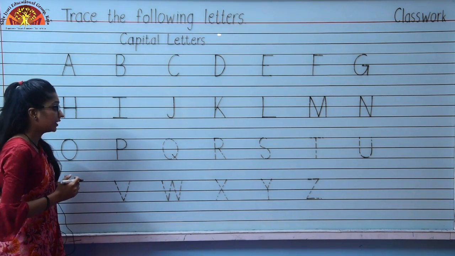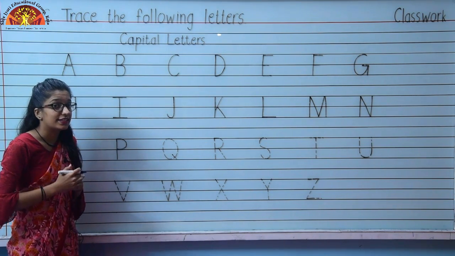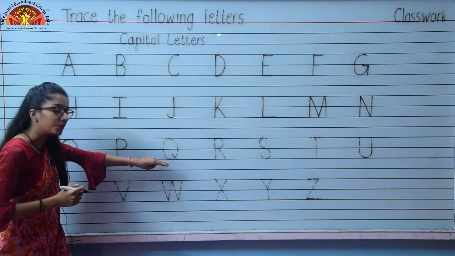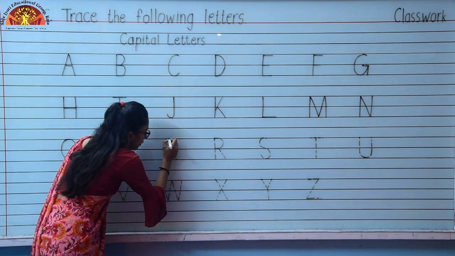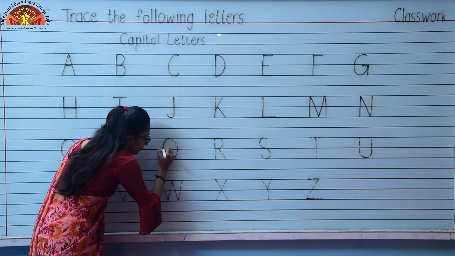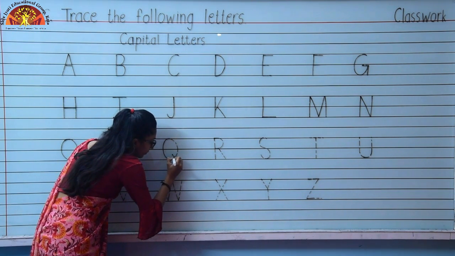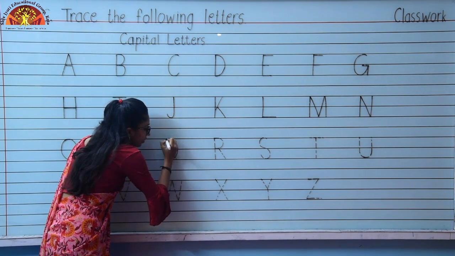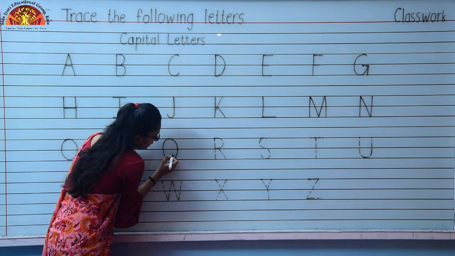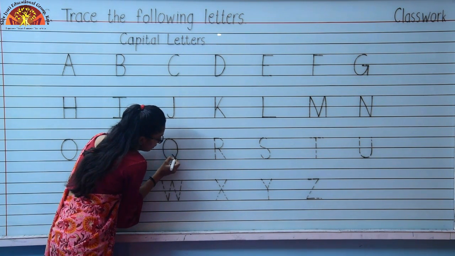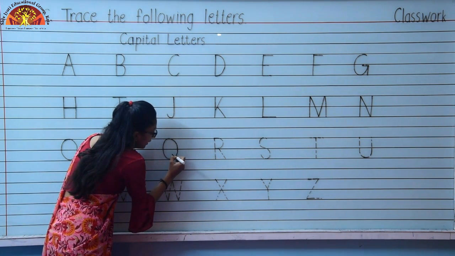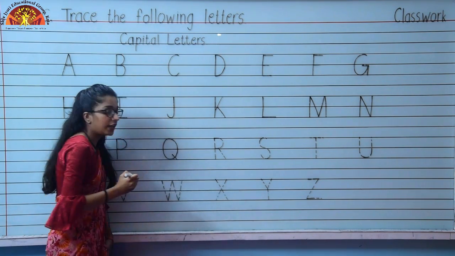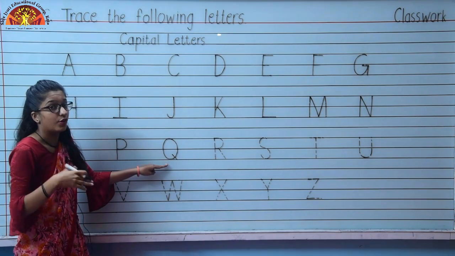Now tell me what comes after capital letter P. It's capital letter Q. Okay. So draw long curve. One more long curve in opposite direction. And join. Now draw one slanting line inside to outside. Like this you have to touch these lines.